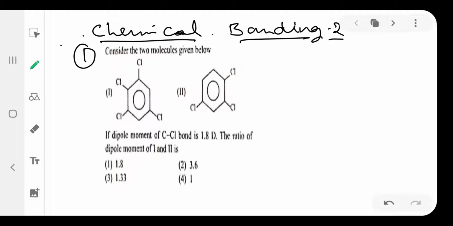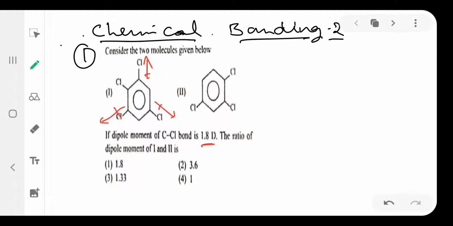Consider the two molecules given below. We have to find the ratio of the dipole moment of the first one to the second one. Here the C-Cl bond dipole moment is given as 1.8 D. The dipole moment is represented by this arrow mark, in this direction, this direction, and this direction. These three are in a symmetrical arrangement.